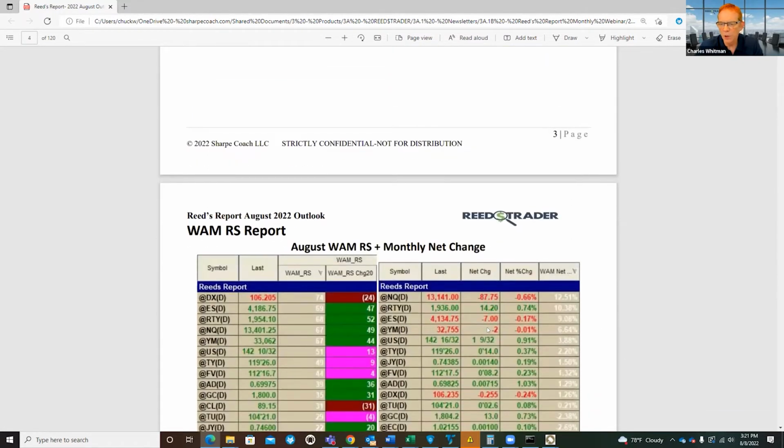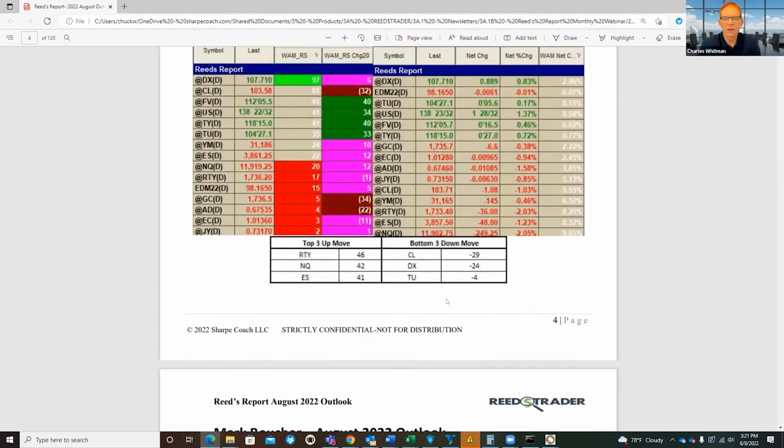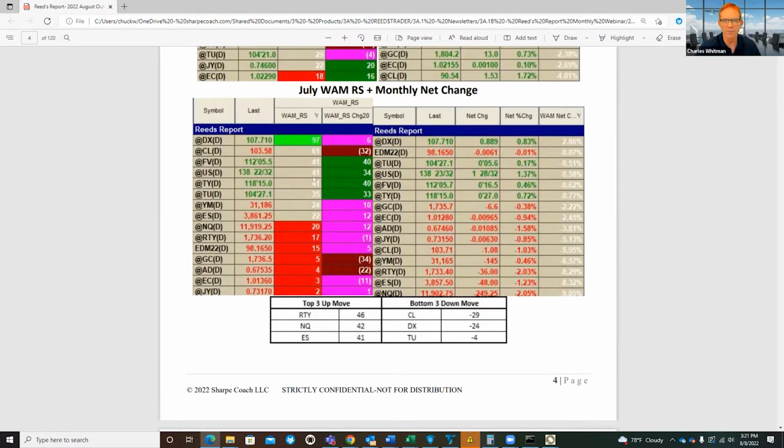So, looking at the changes in the last month, the three biggest up moves in terms of relative strength were in the Russell, the NASDAQ, and the E-mini, all correlated and all coming off the bottom. And the weakest were crude, the dollar index, and the two-year note. The two-year note was basically unchanged, so it's really more upward strength. And we can see that in here.